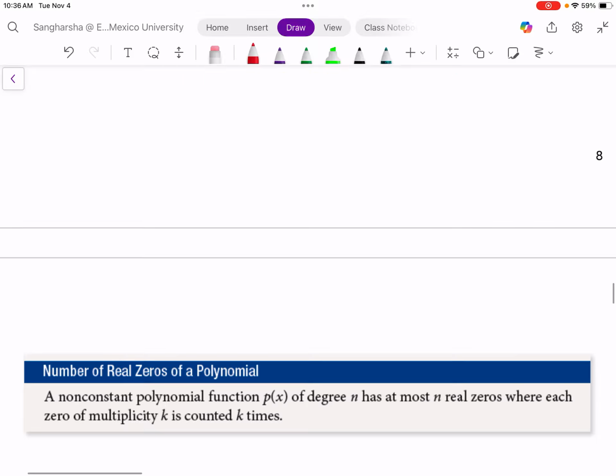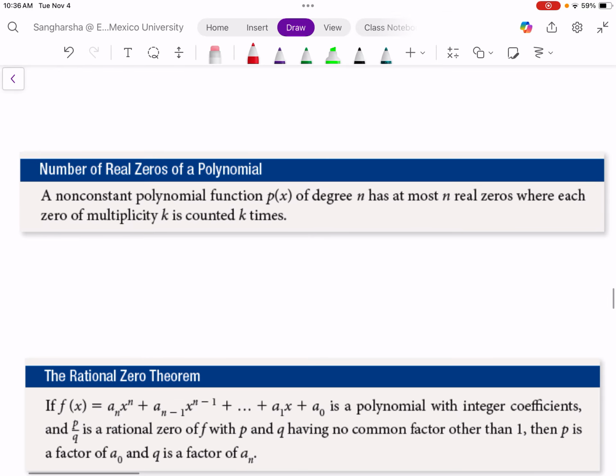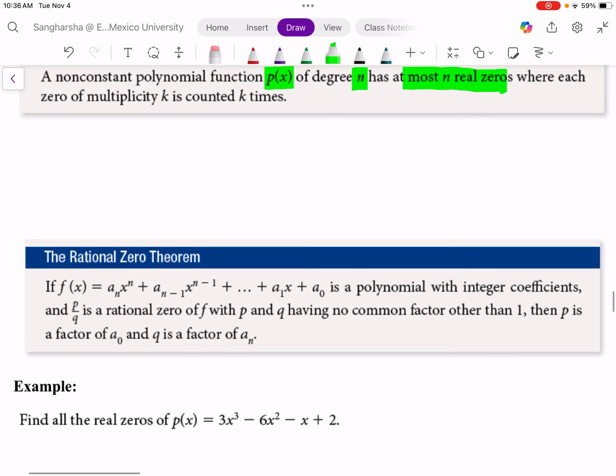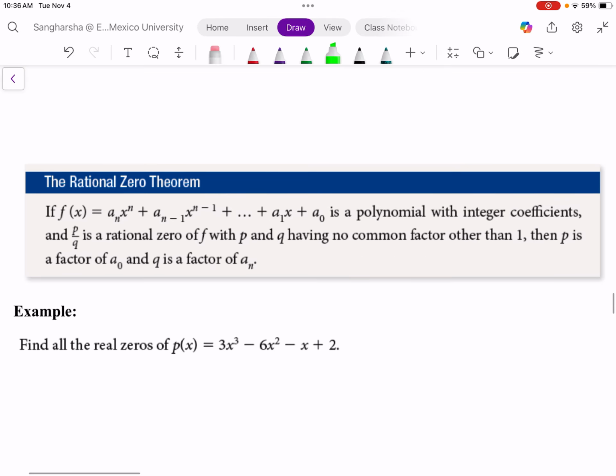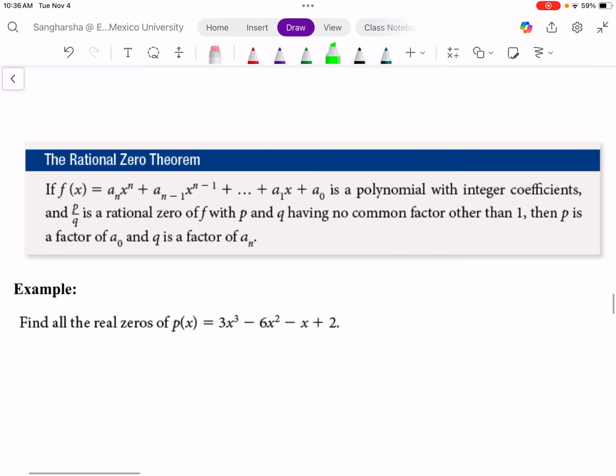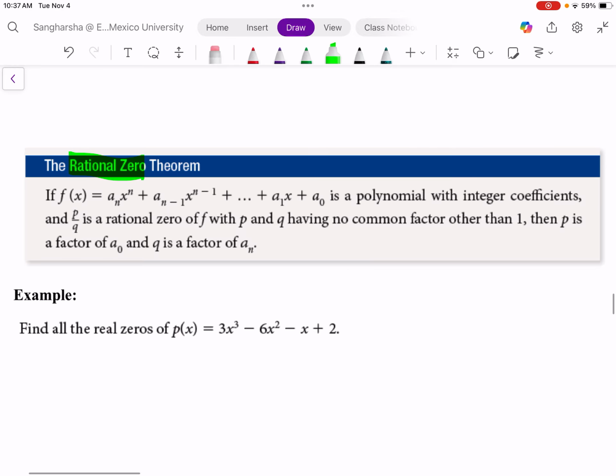So next, the number of real zeros for a polynomial. We have a polynomial function p of x with degree n, and it has at most n real zeros, and each real zero has its multiplicity as well. That's what we did in our previous section. Next there is the rational zero. For the rational zero, we use p over q.